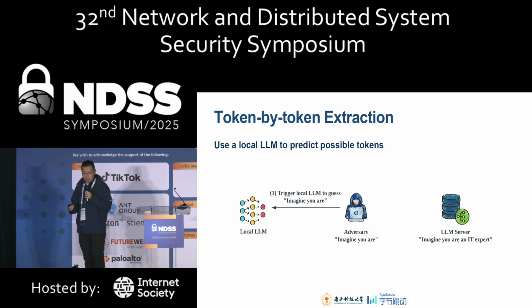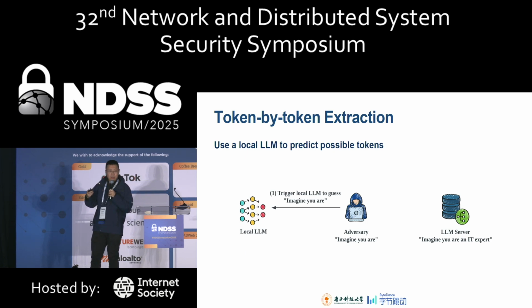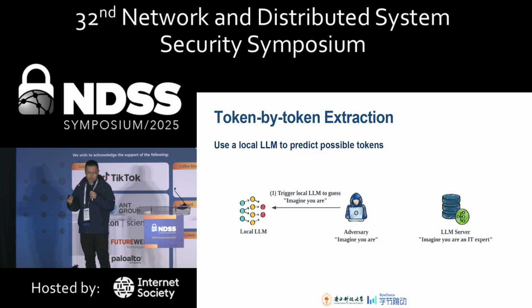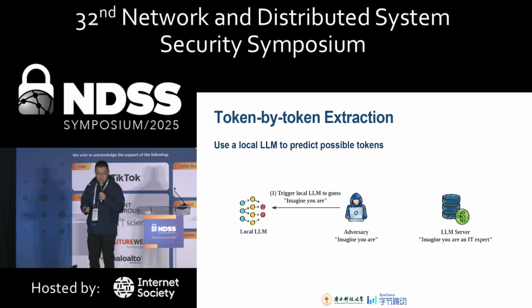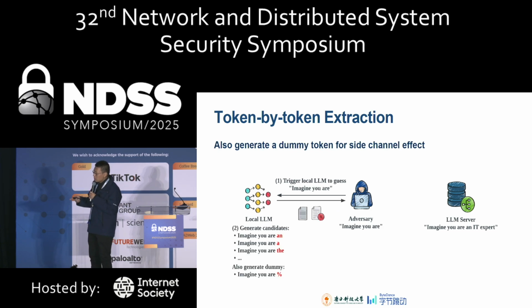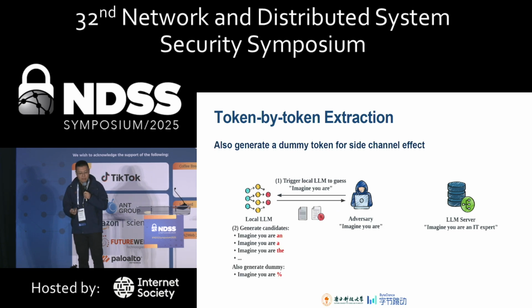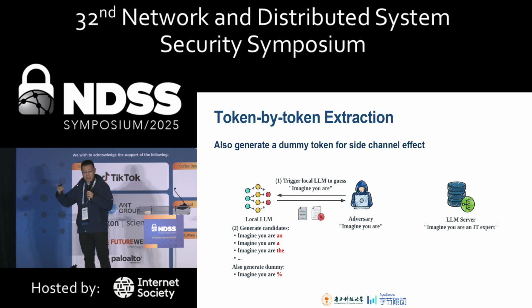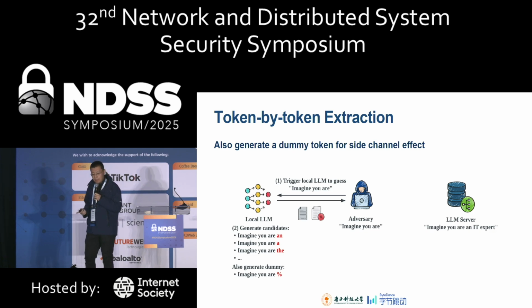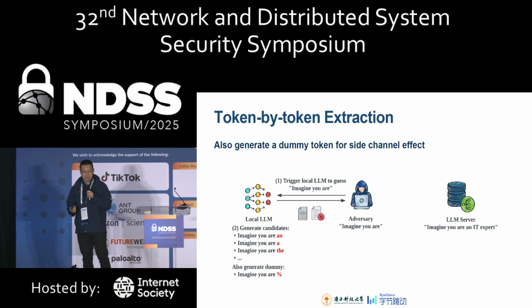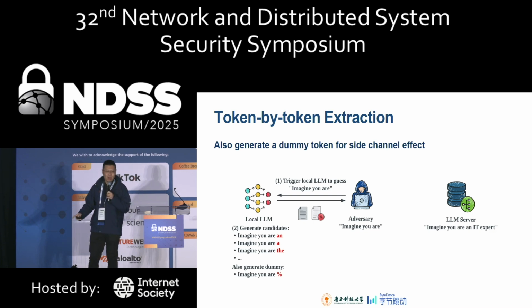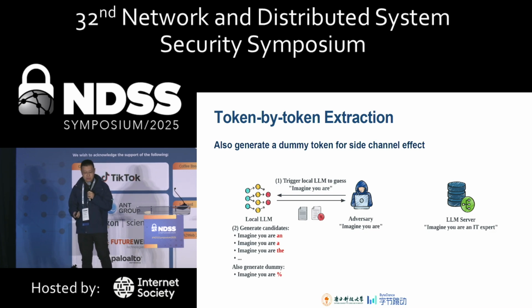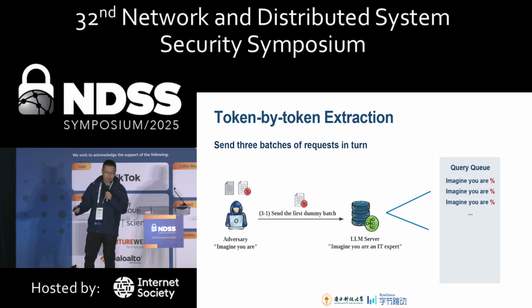But of course, most of the LLM serving systems do not keep the tokenizer as a secret, even the closed source ones. And with this local large language model, the attacker is able to make some predictions on the next token to generate some candidates. In this example, it could be "imagine you are N," "imagine you are A," or "imagine you are D," right? And also the attacker will create some dummy tokens like the percent symbol, which is impossible to be used by the victim users. And with that, the attacker will perform the following steps.